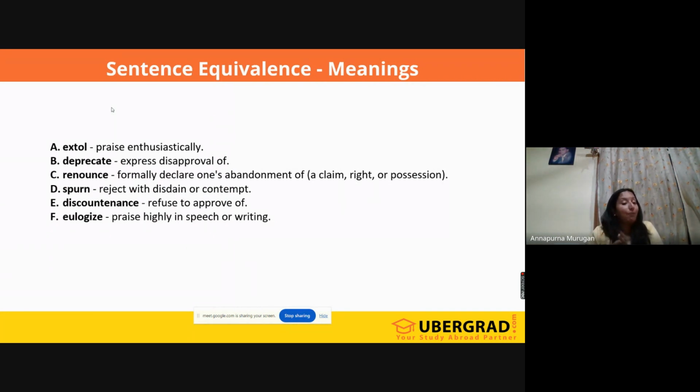So deprecate and discontinence are similar to each other. We are not rejecting the approval. We are not taking it. We are not accepting something. We are not basically rejecting the approval. That is the difference we have. Eulogize is what? It is a praise. So that is not the one.